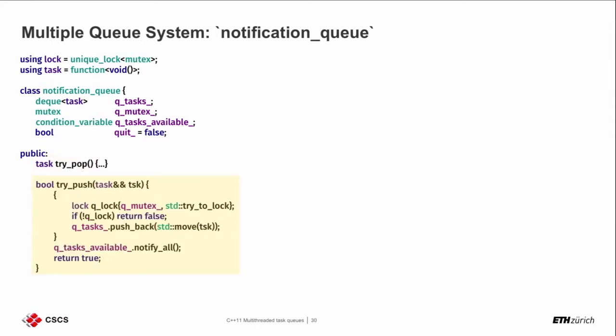The try push is similar. So again, we try to lock the mutex. If we are unable to lock it, we just return false. We were unable to push the task. Otherwise, we push it back, and again, we have to notify our queues that we pushed something, because we still have our original pop and push methods. And we return true because, yes, we were able to push back our task.